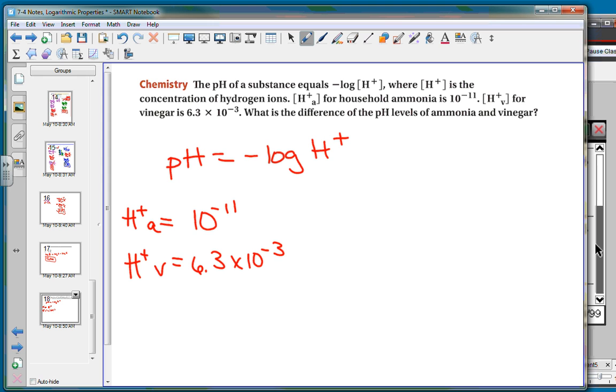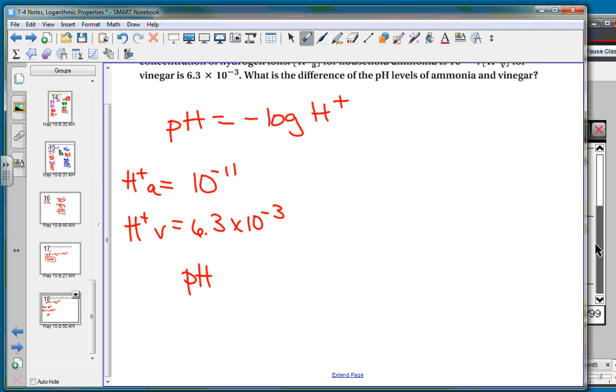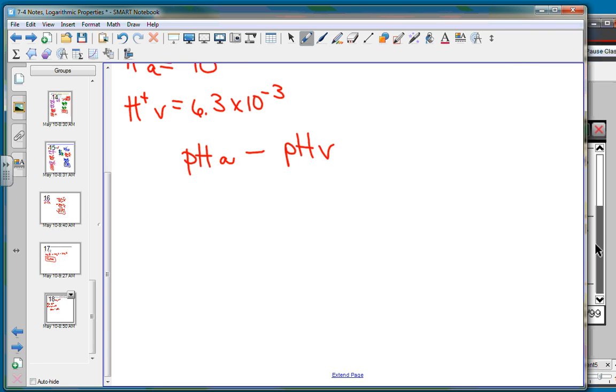What is the difference of the pH level of ammonia and vinegar? What is the difference? So what are we doing? You're subtracting. So we want the pH of ammonia minus the pH of the vinegar. Do we understand that? Well, do we know the pH of either one of them? No, but we know the formula. So this is going to be negative log of our H plus of A minus negative log of our H plus of V. Do we see that?